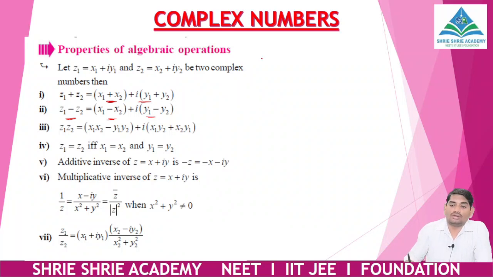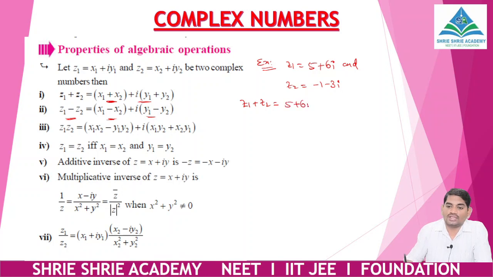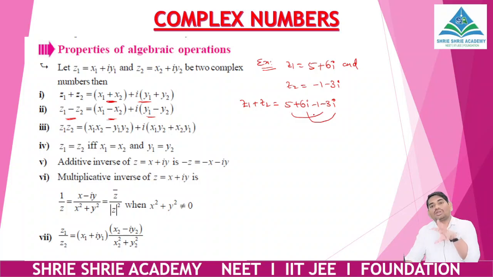For example, z1 is equal to 5 plus 6 iota and z2 is equal to minus 1 minus 3 iota. I want to find z1 plus z2, I want to add these two complex numbers. So how can we add? 5 plus 6i minus 1 minus 3i. Here, what are the real parts? 5 and minus 1. What are the imaginary parts? 6 and minus 3. So we add or subtract real part with real part and imaginary part with imaginary part only.